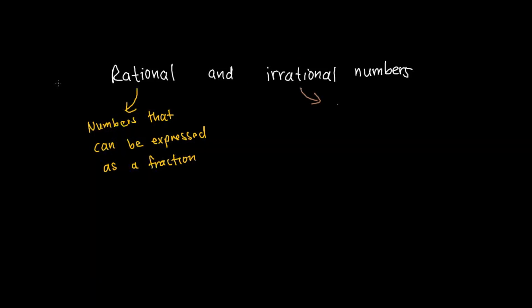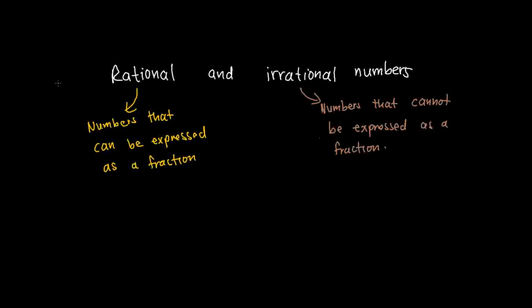What about irrational numbers? If rational numbers mean that they can be expressed as a fraction, irrational numbers is basically the reverse. It's numbers that cannot be expressed as a fraction. Right? So that's the difference.